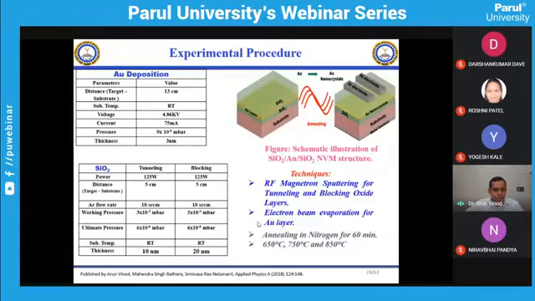Previously, we also deposited the silicon dioxide layer with the sputtering process, that is RF magnetron sputtering, and we deposited the gold charge trapping layer using the electron beam evaporation system. We annealed the samples at 650, 750, and 850 degrees Celsius in nitrogen ambience for 60 minutes.